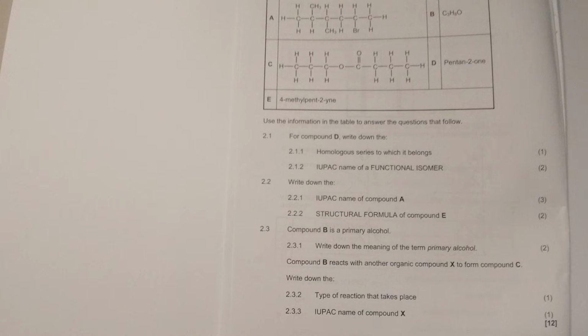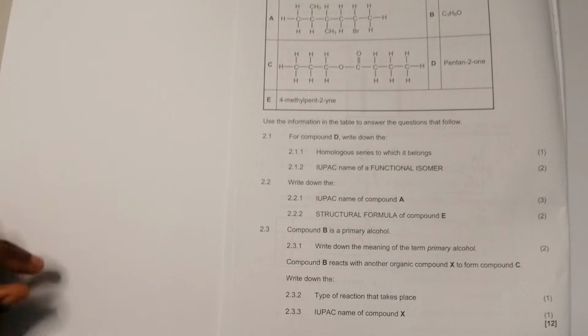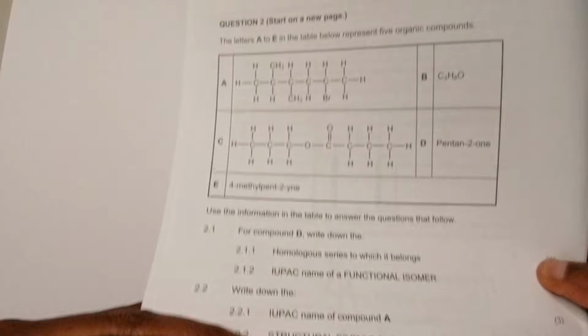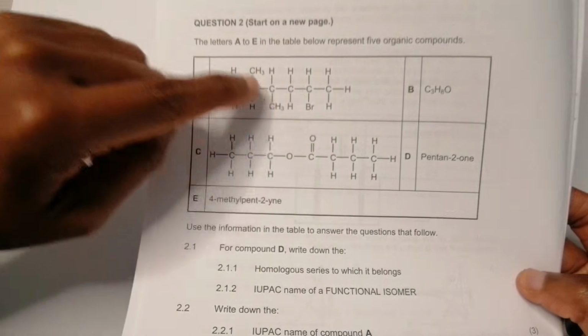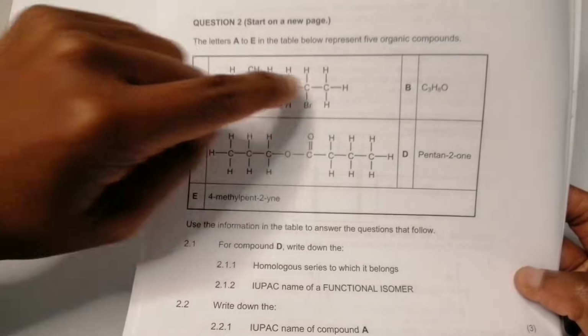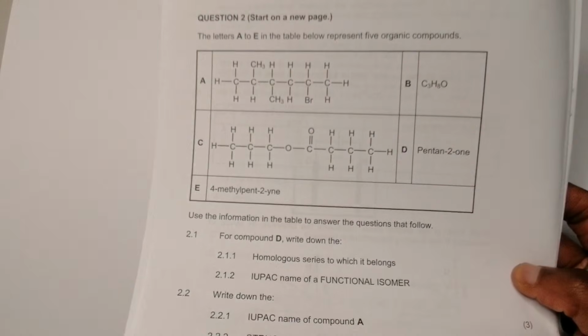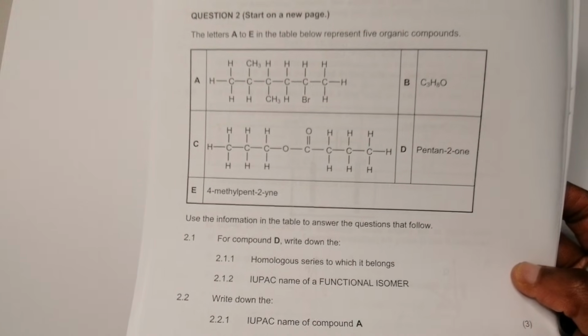Okay, so they give us compounds A to E. They say the letters A to E in the table below represent 5 organic compounds. So let's just check. First of all, you've got compound number 1 there. Can you see that compound? I see I've got side chains there. There's my parent chain, and I've got a halogen. So that should be a haloalkane, right?